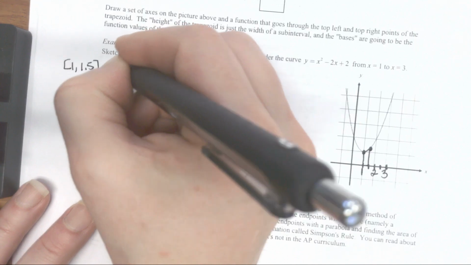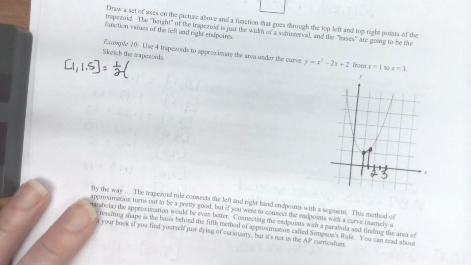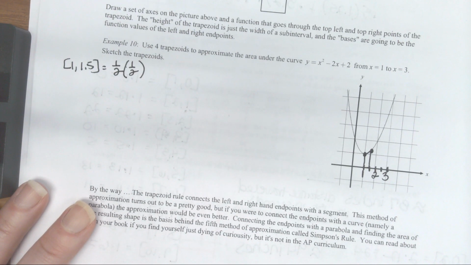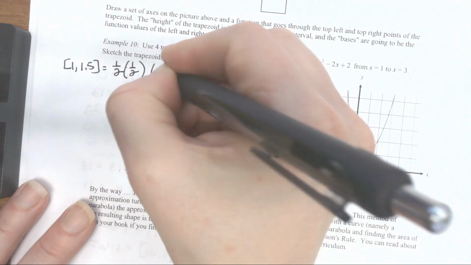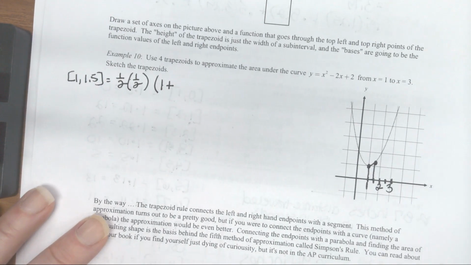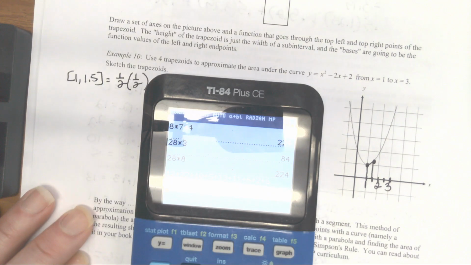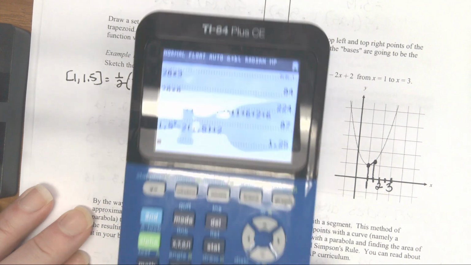So it would be 1/2 times the height. The height would be also 1/2, right? Isn't the distance between those bases 1/2? And then these would be the average of 1 plus, from a previous page we probably did this, but what happens when I plug 1.5 into the equation? We did this, didn't we use the same curve? It's 1.25.